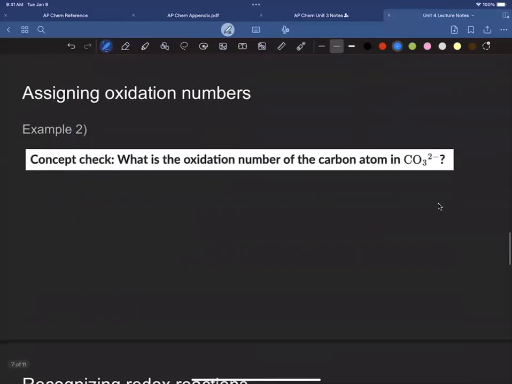All right, I want you to do this by yourself and then check with me. So go ahead and pause the video and try to find the oxidation number. Okay, since it has a -2 charge, the total has to equal -2. O, we know, is usually -2. So it's -6, and that has to equal -2, so C must be +4. So yeah, C is +4, O is -2.